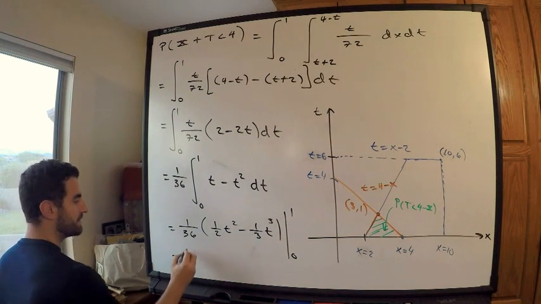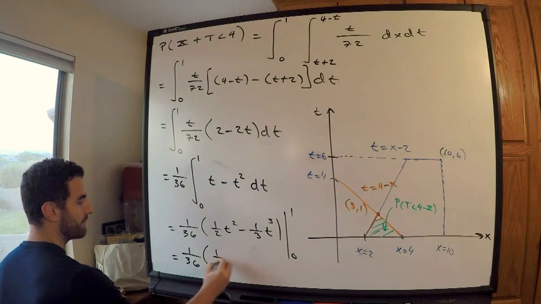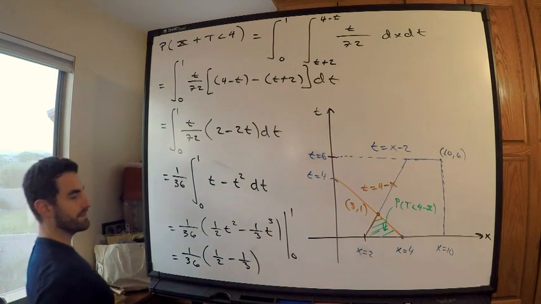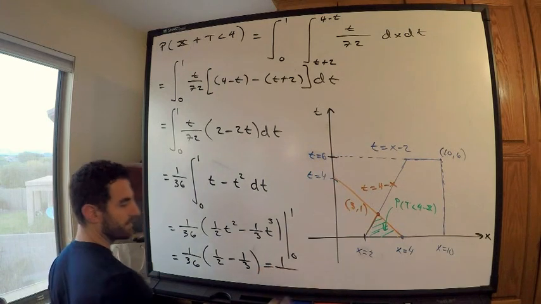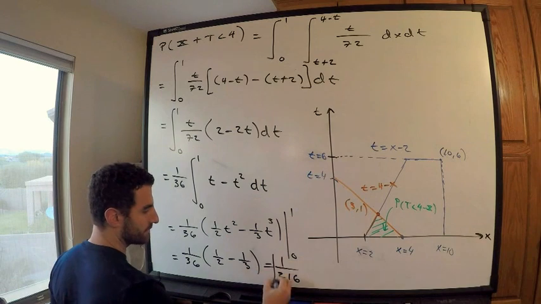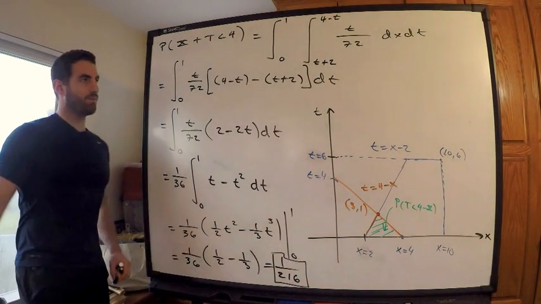Plug in the bounds of integration. This is 1 over 36, and this is going to be a half minus a third, which is exactly 1/6. So this is 1 over 6 cubed, so 1 over 216. And there's my probability. So all that work just to get that messed up number, 1 over 216.